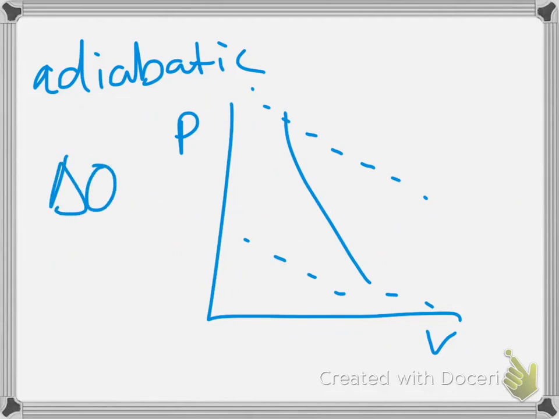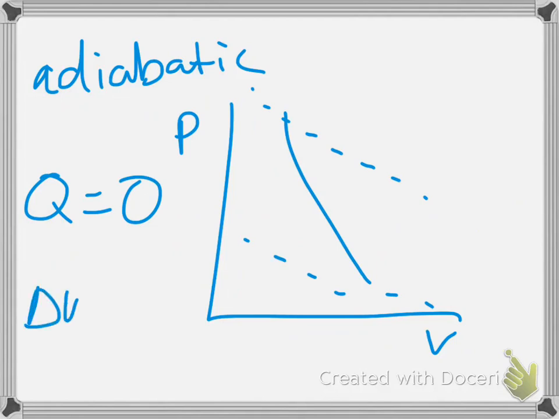So delta Q, or not delta Q, but just Q. You're not losing or gaining any heat. Q is equal to 0. So any delta U that you have is going to equal the work that's done. If the gas does work, that means it gets colder, because you're taking that energy away from the internal energy. If you do work on it, you're going the other way along this line, and that's going to increase the internal energy. You're compressing the gas, and increasing the temperature.